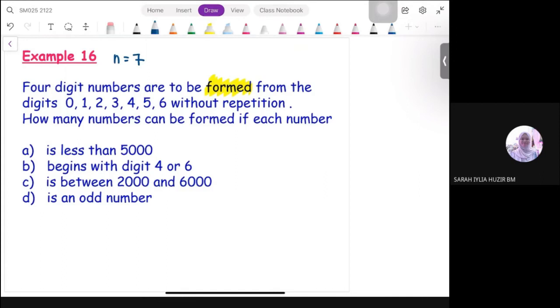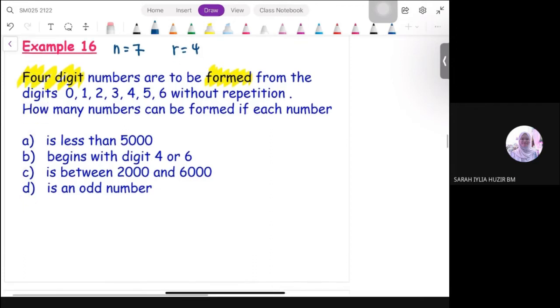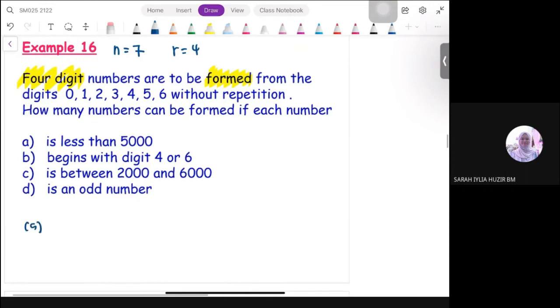How many number can be formed if each number for the first condition less than 5,000? Okay, terlupa tadi highlight. Yang pertama tu dia nak 4-digit number. Maksudnya R in this case is 4. Okay, kita kena mula jawab soalan ni bersyarat. Kita mula dengan situation pertama tadi. Less than 5,000. Okay, saya buat kotak.